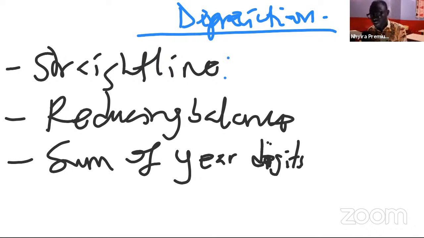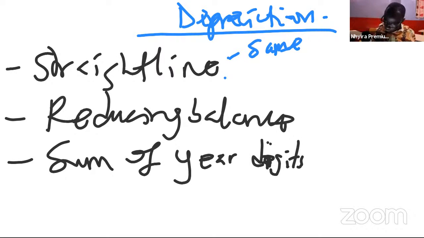The straight line method of depreciation or approach of depreciation is where the asset is depreciated over its economic useful life. In other words, the same amount of depreciation is charged over the life of the asset.